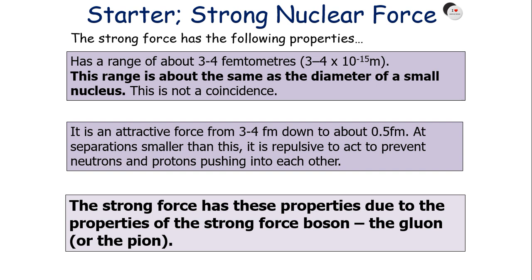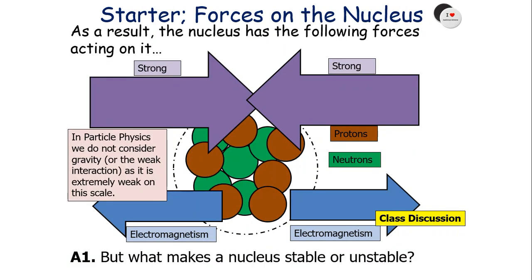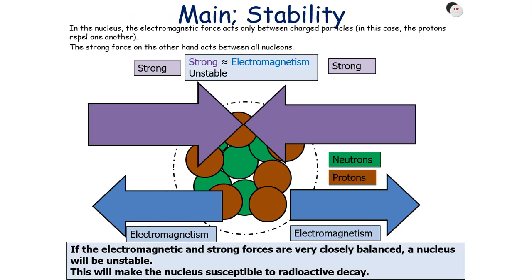Now, the strong force is attractive from about 4 femtometers to about 0.5 femtometers, but less than 0.5 femtometers, it's repulsive to prevent nucleons such as neutrons and protons pushing into each other. Now, the strong force has these properties because of the exchange particle that produces it, the gluon or the pion. So, what would make a nucleus stable or unstable?